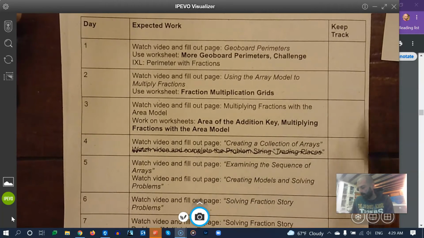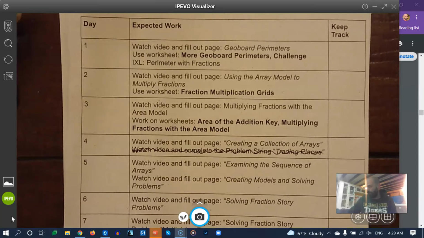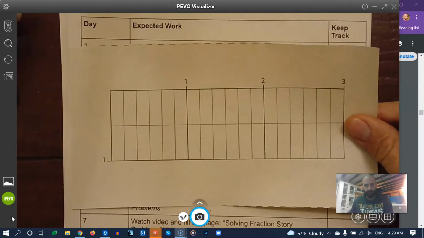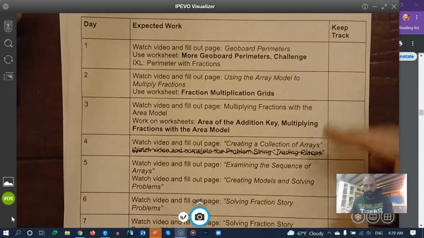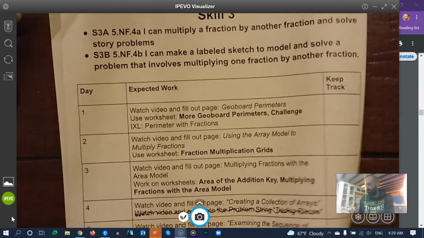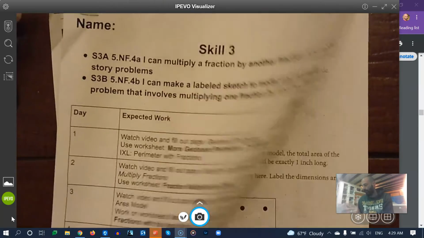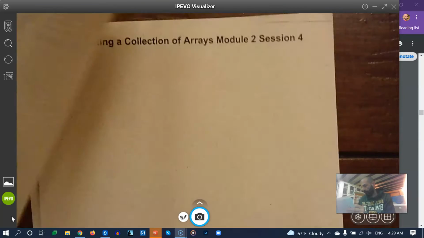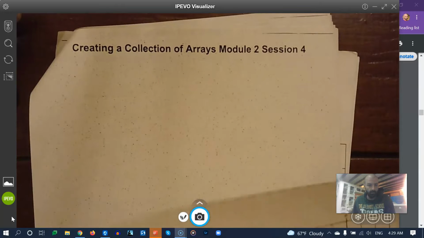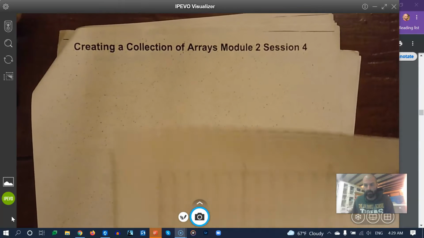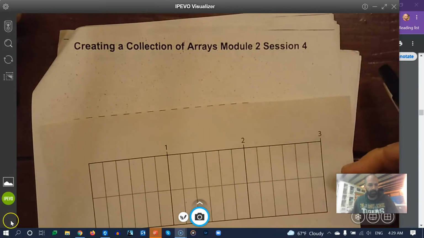We're just going to be looking at this, creating a collection of arrays. You do right now need to have a copy of an array, this one specifically. So make sure that you have that, and we will be working on this page as well. So you'll be doing some writing here. You might need a notebook so that you can put some other kind of work down. That will be up to you.